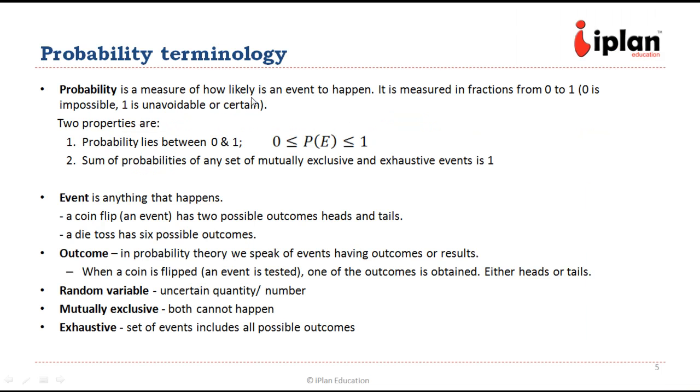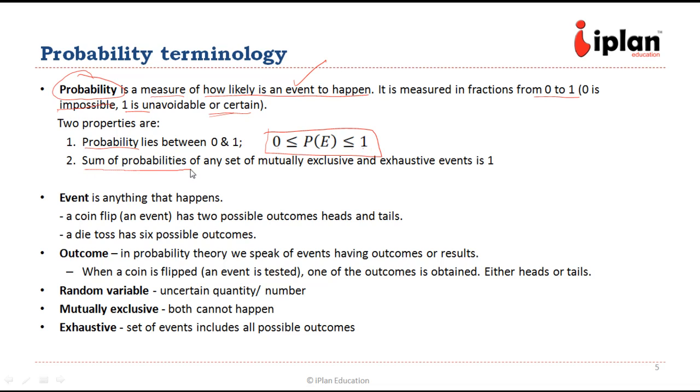Let us look at the terminology first. The definition of probability is the measure of how likely an event is to happen. It can be measured in percentages or fractions from 0 to 1. 0 means the event is impossible and 1 means the event is certain to happen, and between 0 and 1 there is a possibility. So the likelihood of the event to happen is denoted by the probability. The symbol P(E) is the probability of event E, which will always lie between 0 and 1. So it could be equal to 0 or equal to 1 or between them.